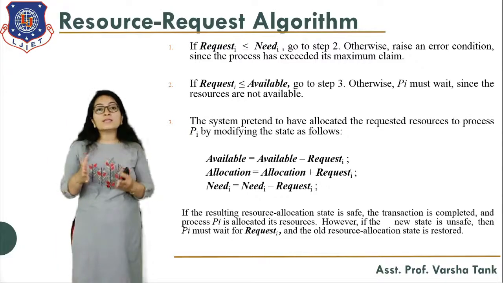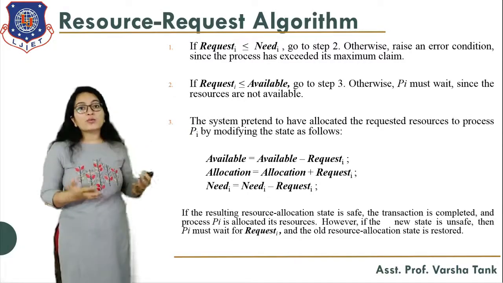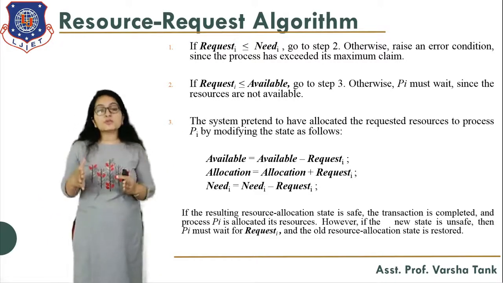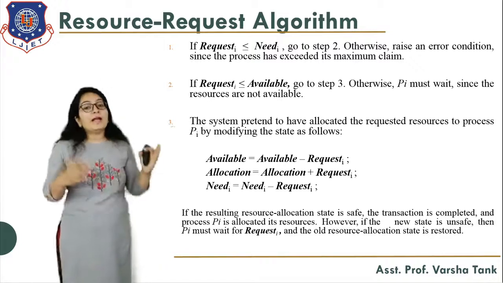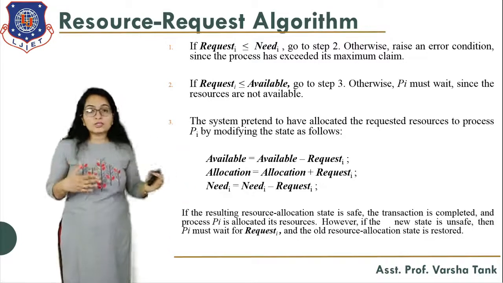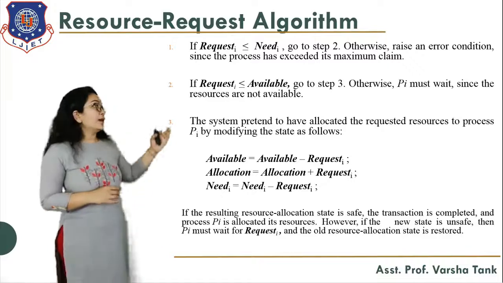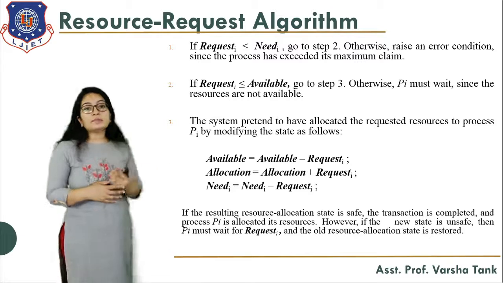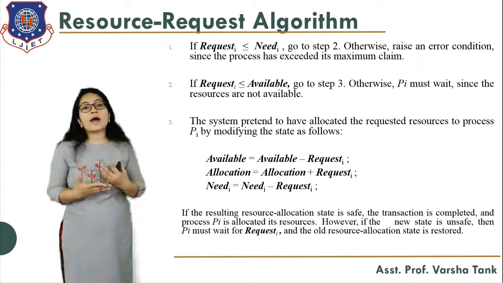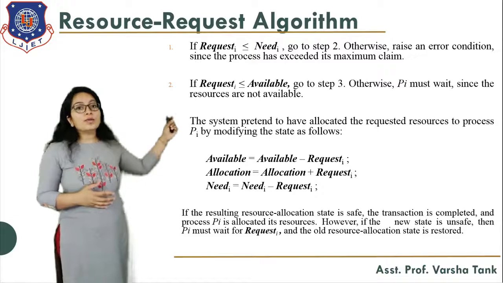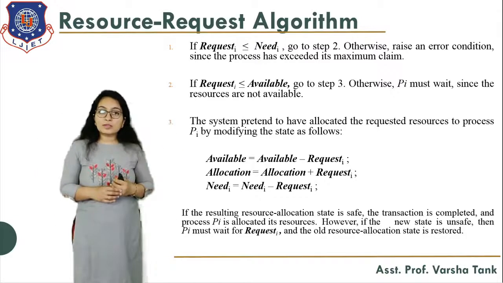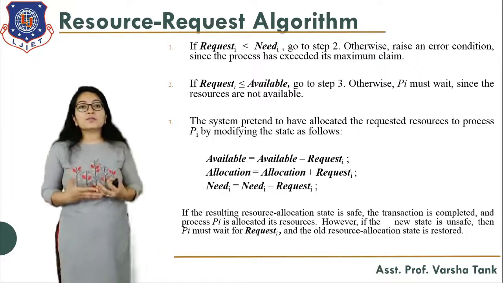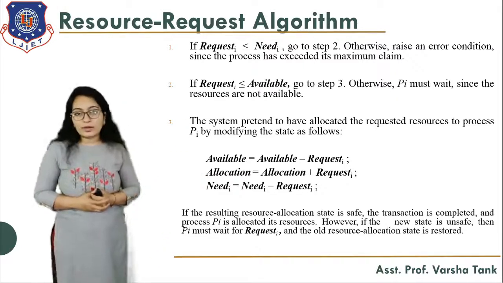That means if the request is higher than the need, then we have to raise an error, since the process has exceeded its maximum claim. Suppose a process has claimed a maximum need of 5 and now it is claiming more resources, then it is not possible. Now the second step: if Request is less than or equal to Available, then go to step 3, otherwise the process has to wait. So if the request is less than the available resources, we move to step 3. Otherwise, Pi must wait since the resources are not available.